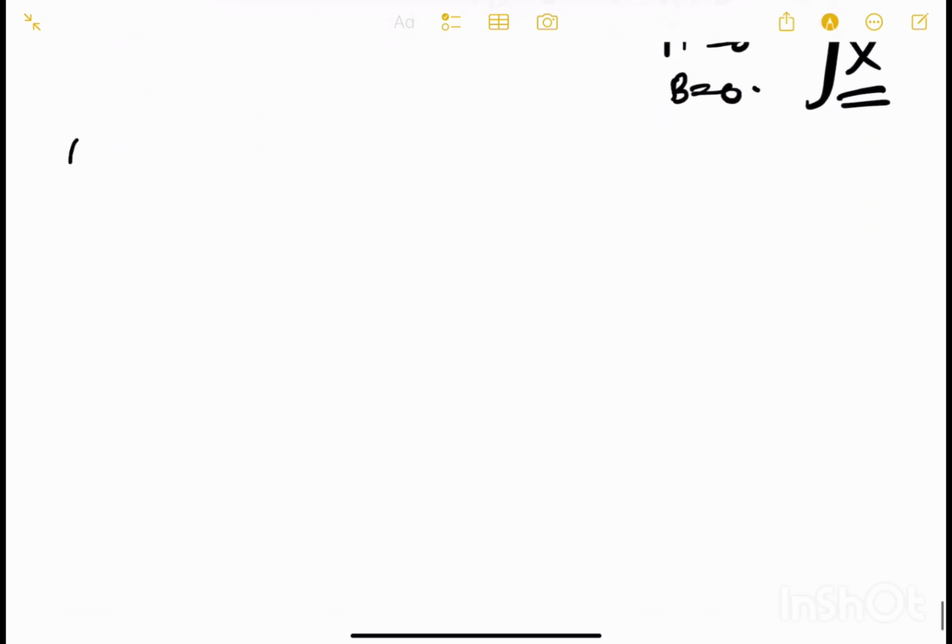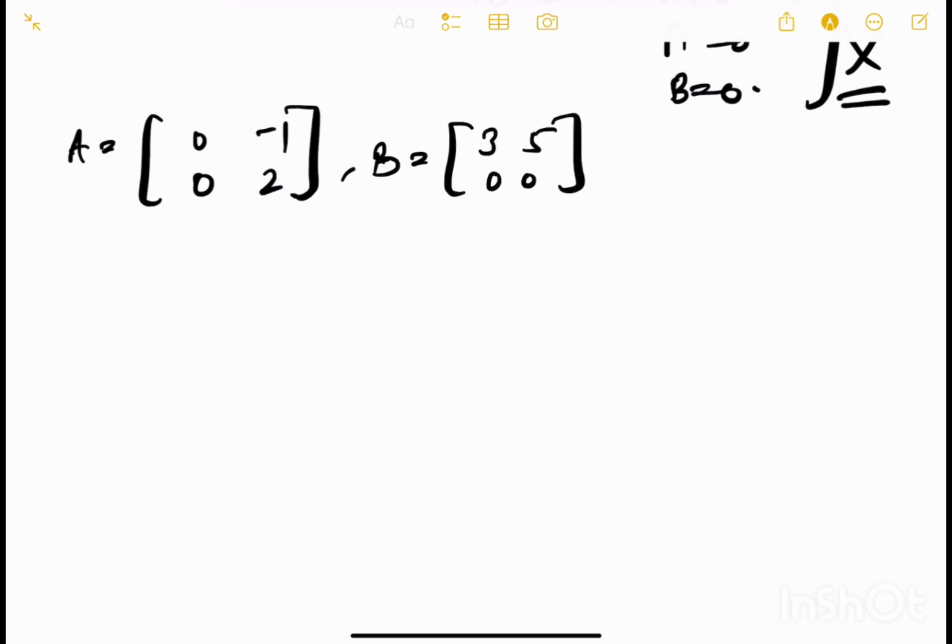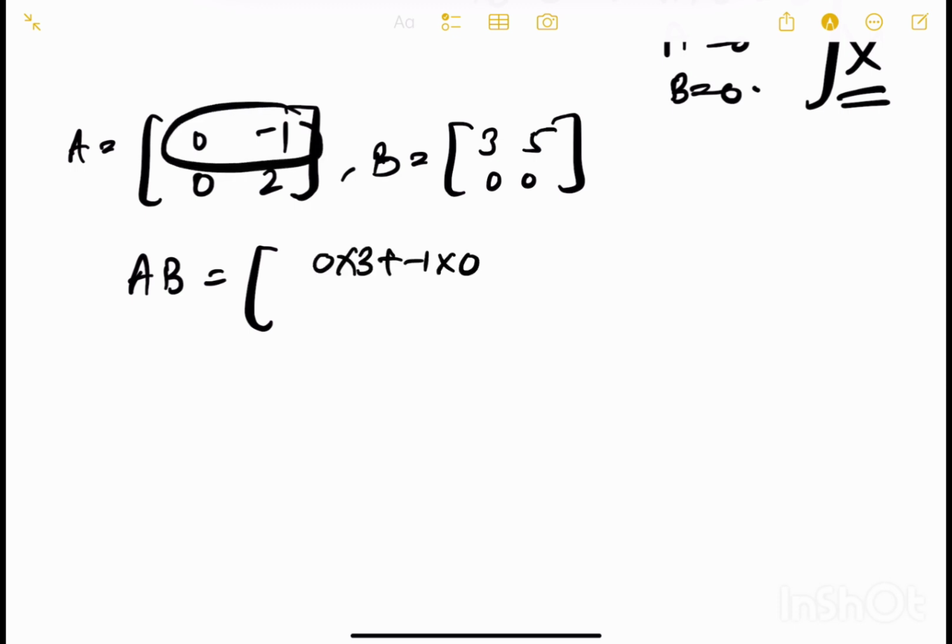For example, I will just give you two matrices. My A is 0, -1, 0, 2, and my B is 3, 5, 0, 0. Now just calculate the AB. What will it be? The first row multiplied by the first column, the first row multiplied by the second column.